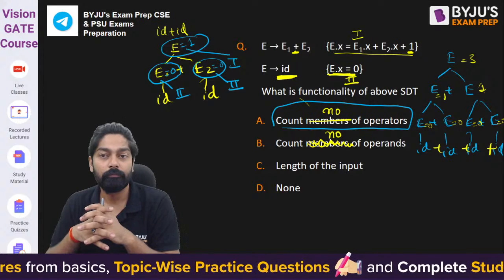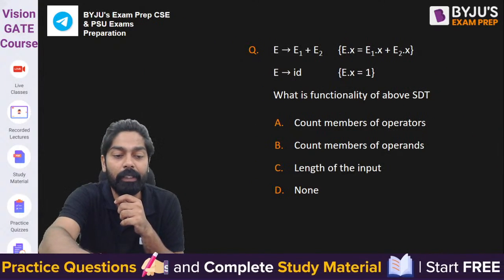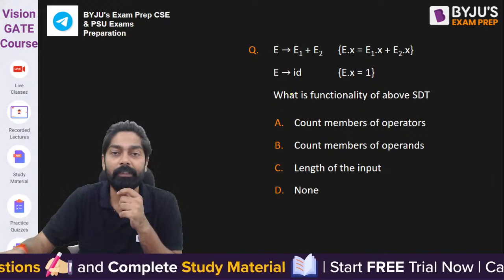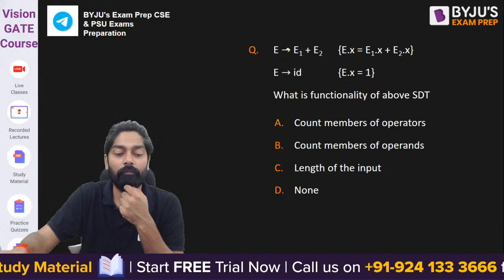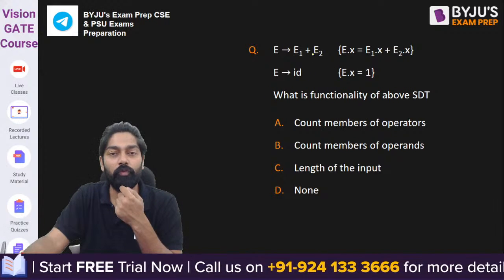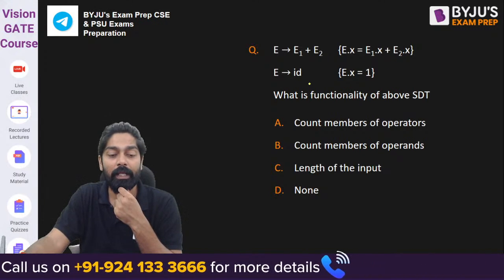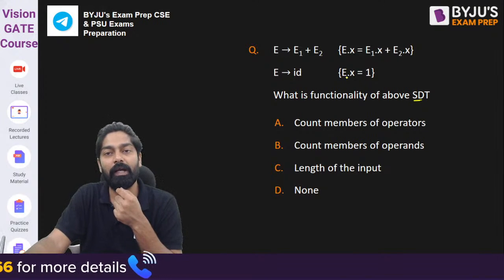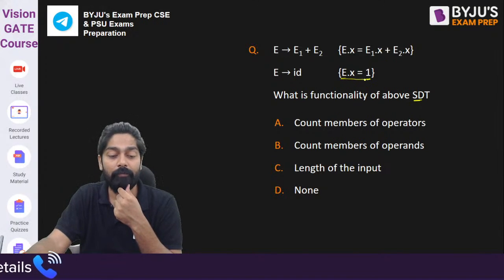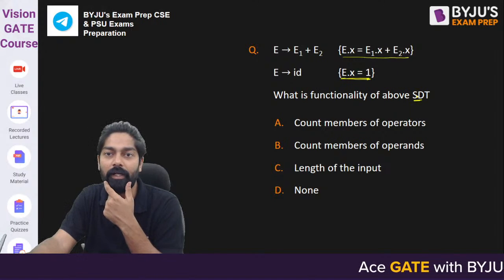Okay. Now you can please say, what about this one? E goes to e1 plus e2, E dot x equal to e1 dot x plus e2 dot x. E goes to id and e dot x equal to 1. What is the functionality of the above SDT? Now I have written e dot x equal to 1 here. In the previous question, I had written e dot x equal to 0 here, and here I have not added 1. E dot x equal to e1 dot x plus e2 dot x. What is the functionality of the above SDT?